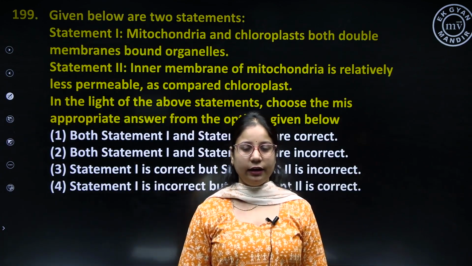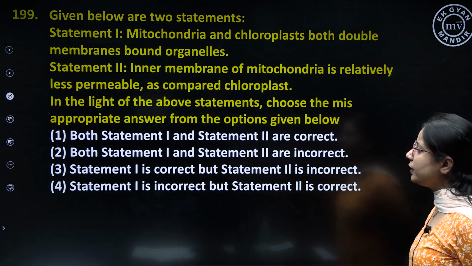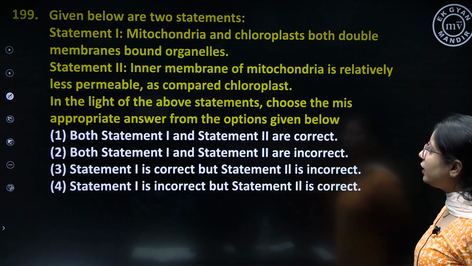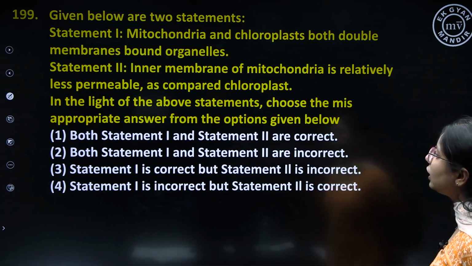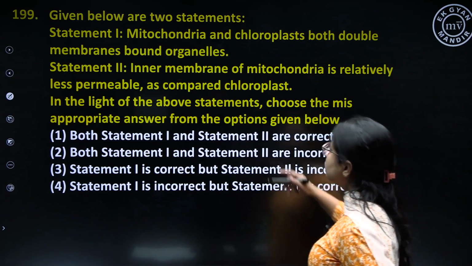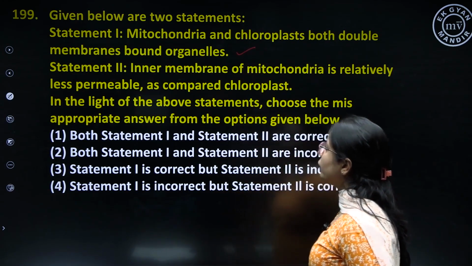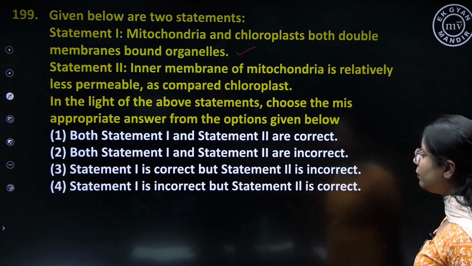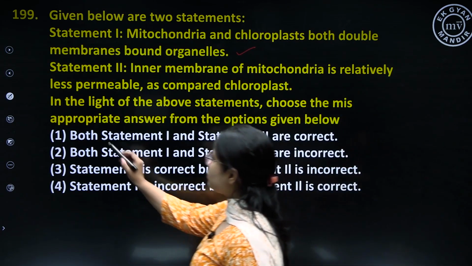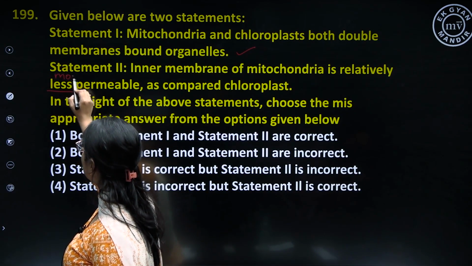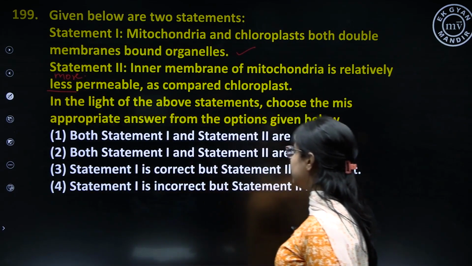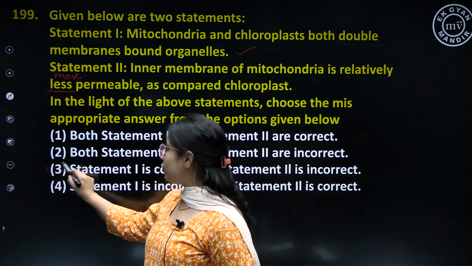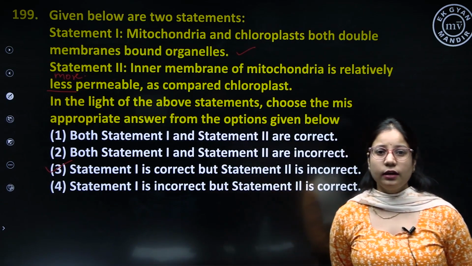Question 199. Given below are two statements. Out of these two statements, we have to check whether they are false or true. Statement 1, mitochondria and chloroplast both are double membrane organelles. This is absolutely right. Statement 2, inner membrane of mitochondria is relatively less permeable as compared to chloroplast. Less की जगह यहाँ पर होना चाहिए था more. So statement 1 is correct and statement 2 is incorrect. So the correct option for question number 199 is 3.